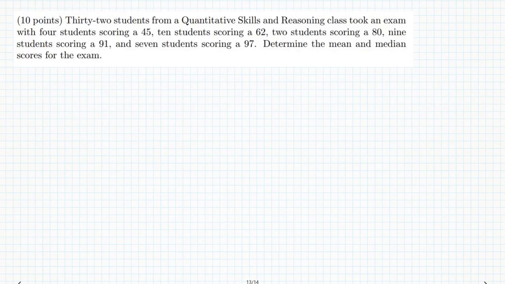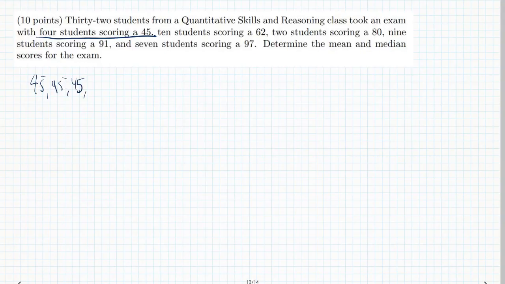So this time no mode, but just a mean and median. So notice it said 4 students score 45. So that's 45 4 times, and I can write all those. It's small enough for us. Then 62 will appear 10 times. I'm going to shorthand that. So there's 10 of those 62s.